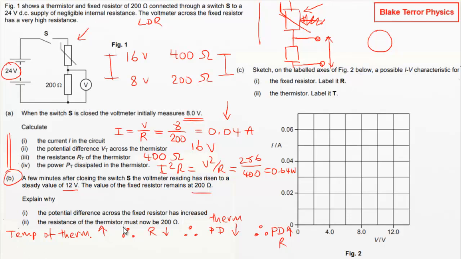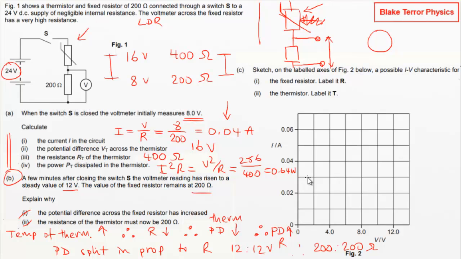Explain why the resistance of the thermistor must now be 200 ohms. Well, we can say that the PD is split in proportion to resistance. So if we've got 12 to 12, therefore we must have 200 to 200. So that's our voltage, that's our resistance. So that is all good.